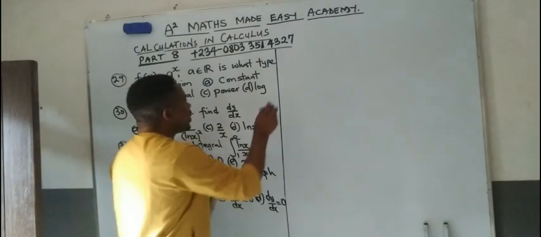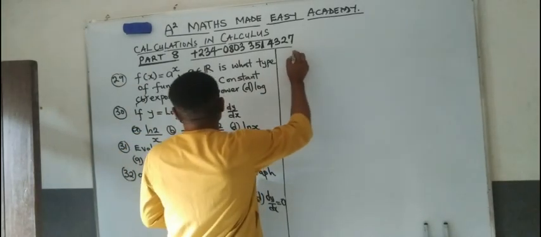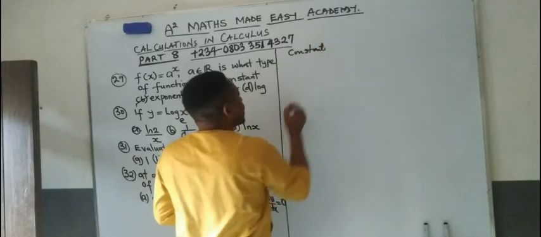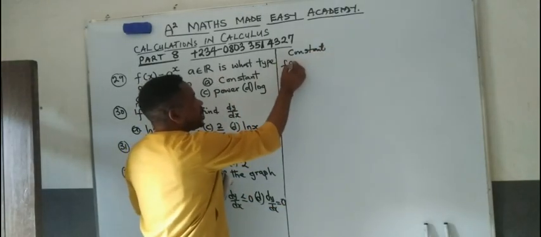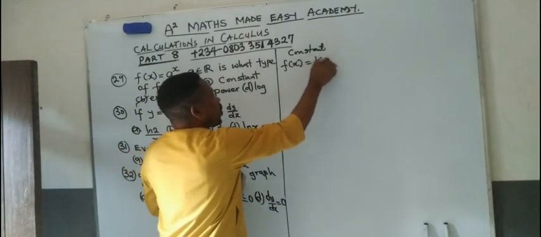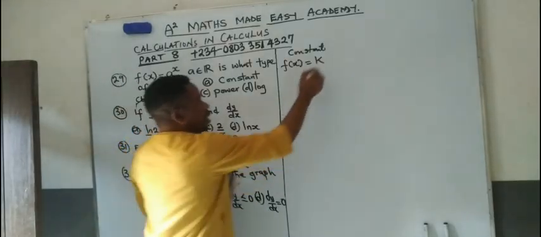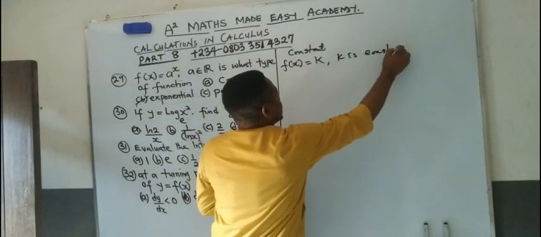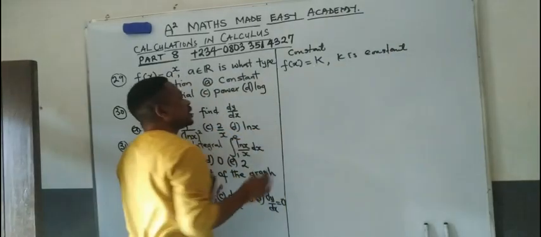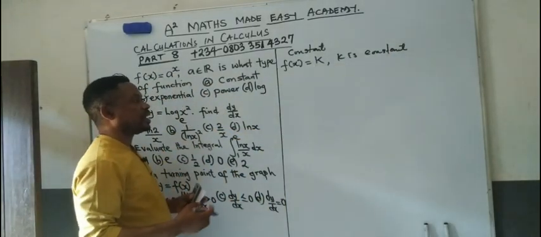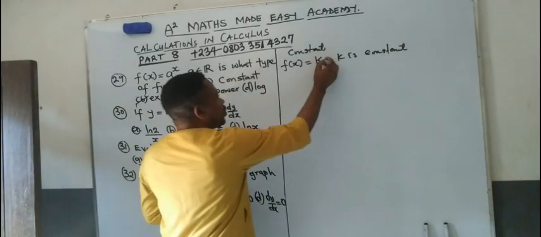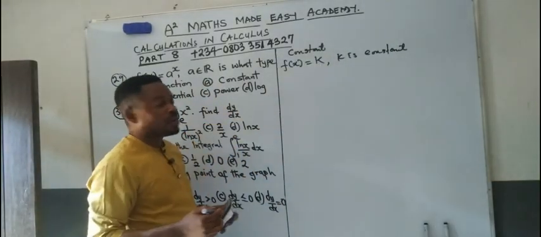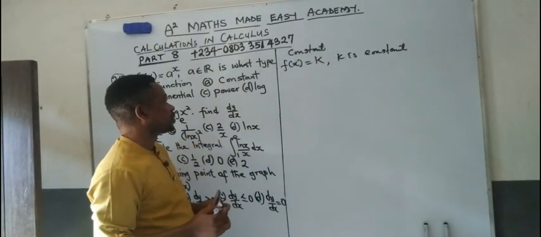Now permit me to explain what we call a constant function. A constant function is a function where f of x is equal to k, where k is a constant. So this k can be a real number too, can be negative, provided that there is no variable attached to it. So when you are given such a type of function, we call it a constant function.